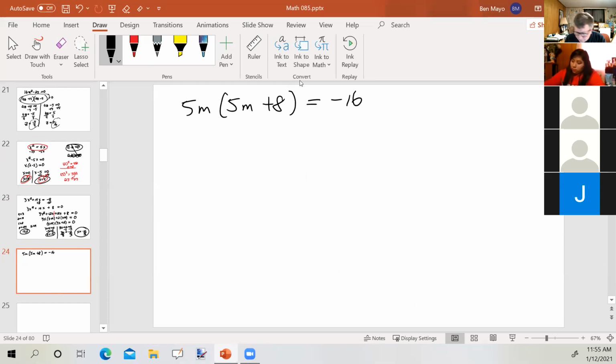Here I've got 5m times 5m plus 8 equals -16. Now, at first, you might look at this and say, oh, this is going to be easy. The left-hand side is already factored. But there's a problem. Yes, it's factored, but it's not set equal to 0.